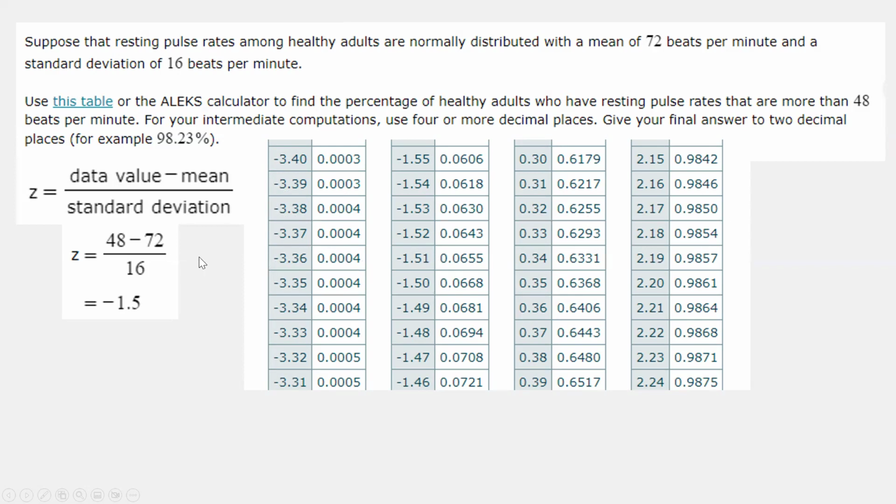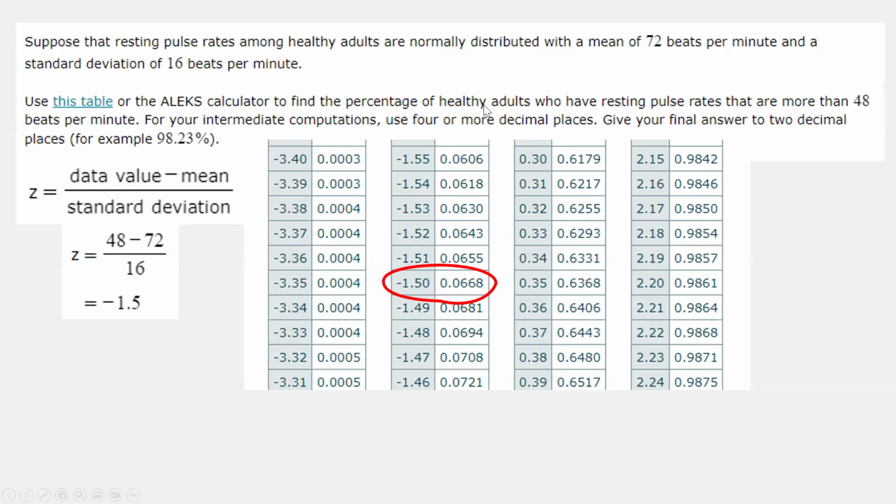Some tables are not set up like this. Some tables have just the whole number and then just 1 decimal place, and then across the top it has the second decimal place. But it just depends on the table. Please be aware of the table you're using. This is the ALEKS table, so you're seeing exactly what you would get on ALEKS. And the one we're interested in is right there. So there's our negative 1.50, which is 0.0668.